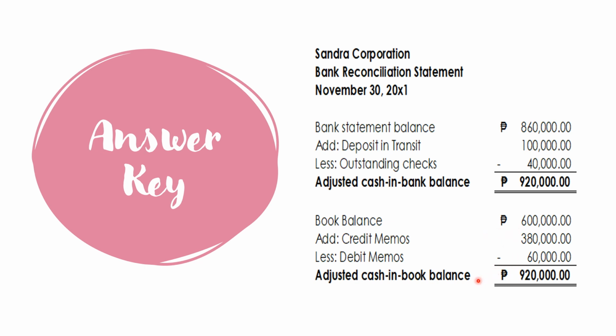Then we have the credit memos 380 addition, and then we have the debit memos for 60,000, that's a deduction. So 600 plus 380 less 60, then we had the adjusted cash in book balance of 920,000. Now we do have the reconciliation since both of them are equal, so they are reconciled. Okay, so for this first activity, halos lahat naman nakakuha ng correct answer.